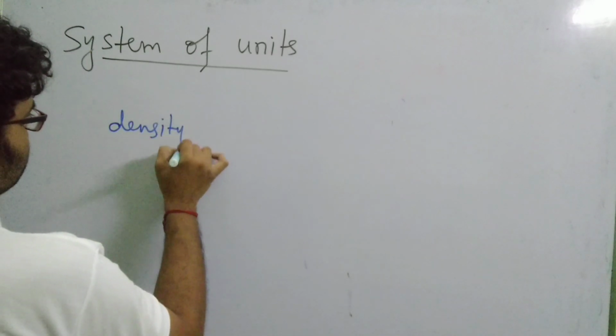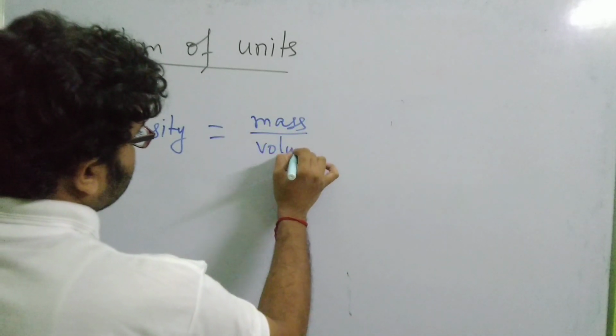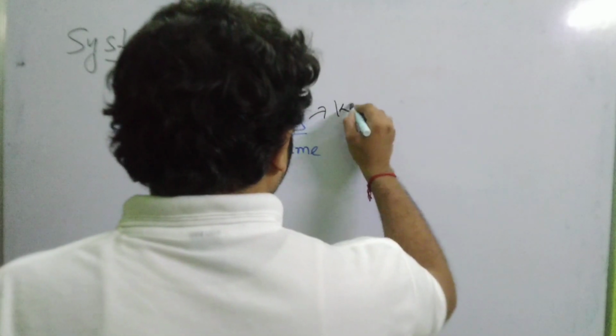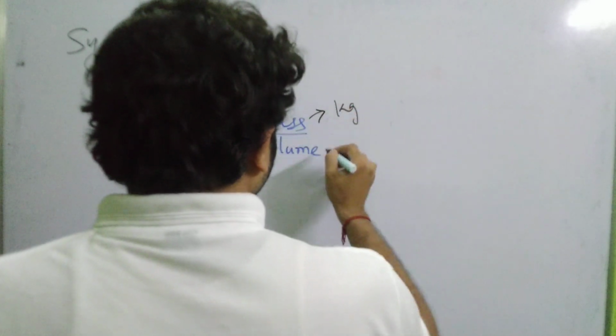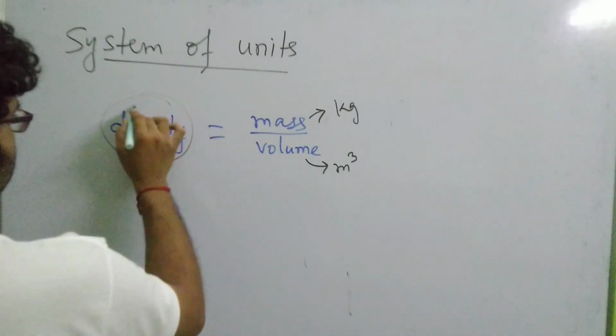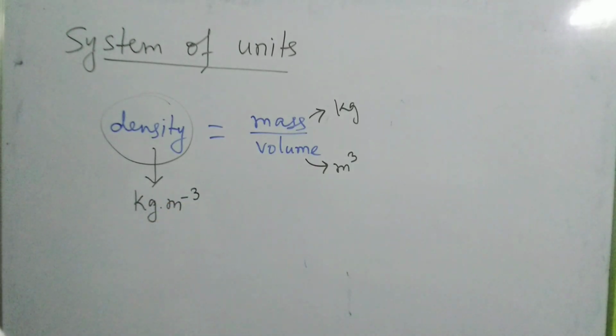what will be the formula? You know the formula of density is mass per unit volume, isn't it? So the SI unit of mass is kg, and the SI unit of volume is meter cube, isn't it? So the SI unit of density is kg m to the power minus 3. So this is the SI unit. Like this you can get the SI unit of any other derived physical quantity. We have already discussed the various SI units and their symbols, their names. So this is it.